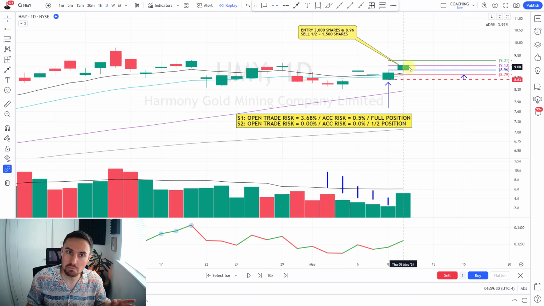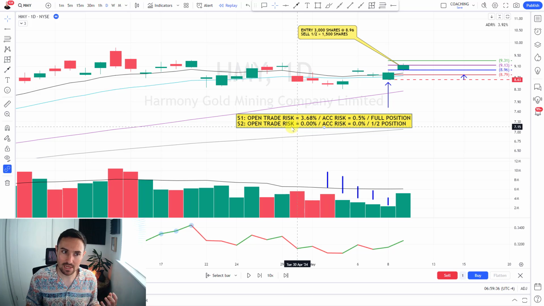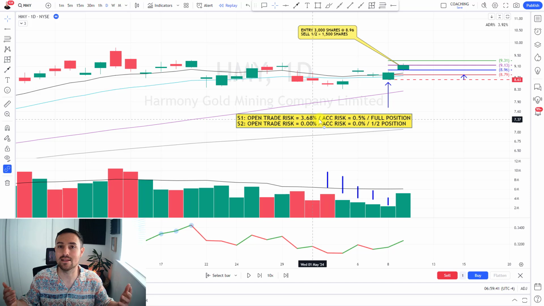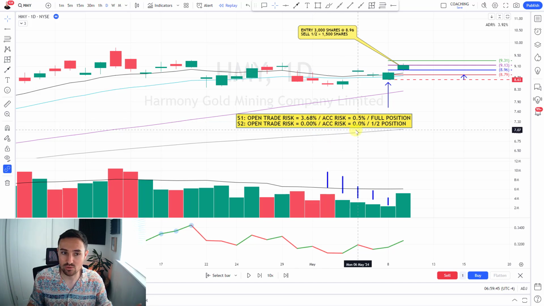So imagine this is a couple minutes to the close. You see, okay, yeah, price is going to close around $9.13-ish. Well, what I actually want to do here is I want to mitigate the risk. So now I've got open trade risk, hypothetically 0%. Can you get the gap downs? Can you get slippages? Absolutely can, okay? My account risk is now 0.0%.